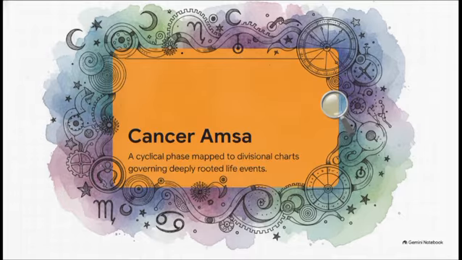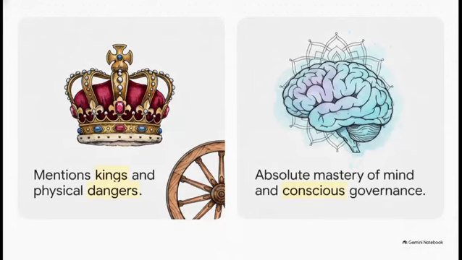Astrologically speaking, the Cancer Amsa isn't just some generic time marker on a calendar. It represents a highly sensitive cyclical period, where planetary periods heavily, and I mean heavily, influence the native's trajectory. It's mapped directly to specific divisional charts, acting almost like a karmic clock that governs deeply rooted, highly consequential life events. This brings up a really brilliant duality that we constantly see in Vedic texts.